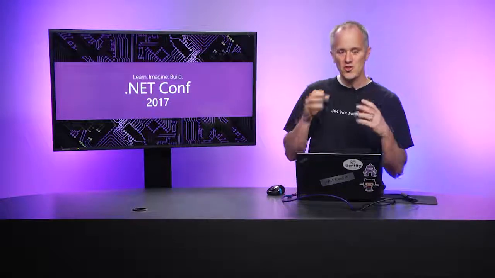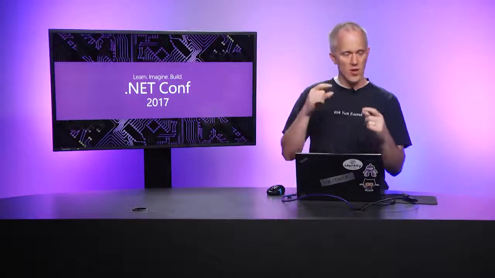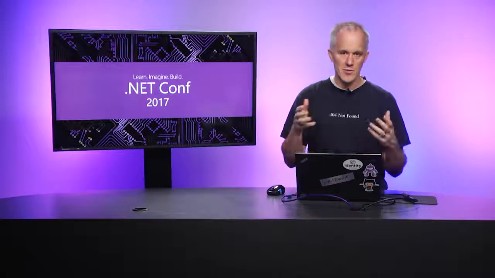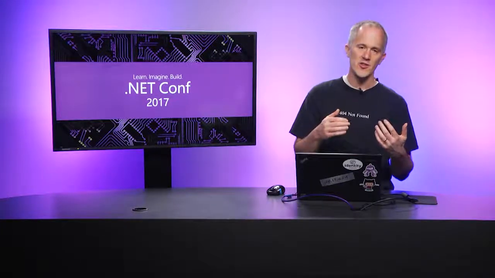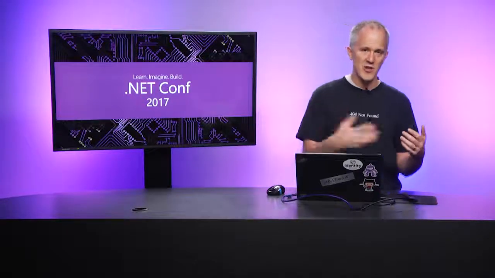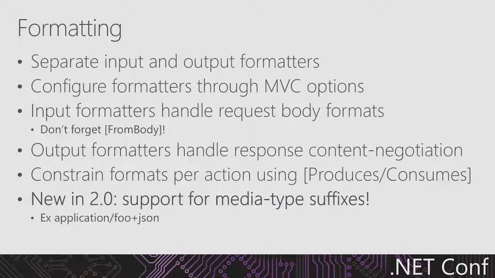Now you can constrain which formats are actually supported by specific action methods using attributes, using the produces and consumes attributes. Produces is used to control what formats can be returned, and consumes is used to constrain what formats can be received. Now, new in 2.0, we have a new feature for APIs: we now support media type suffixes. So if you have a media type of the form application/foo plus JSON, that will now get handled correctly by the system. It will be handled, for example, by the JSON formatter out of the box.